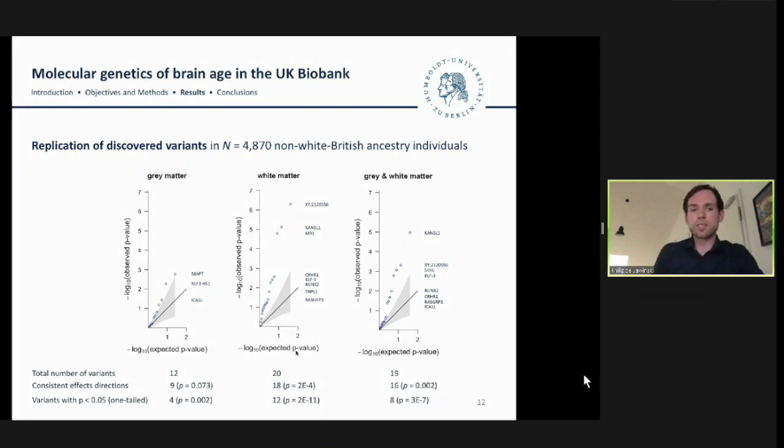To give you some numbers, of the 20 variants discovered for white matter brain age, 18 showed effects in the expected direction, and even 12 of them showed p-values below 0.05, which is more than expected by chance.